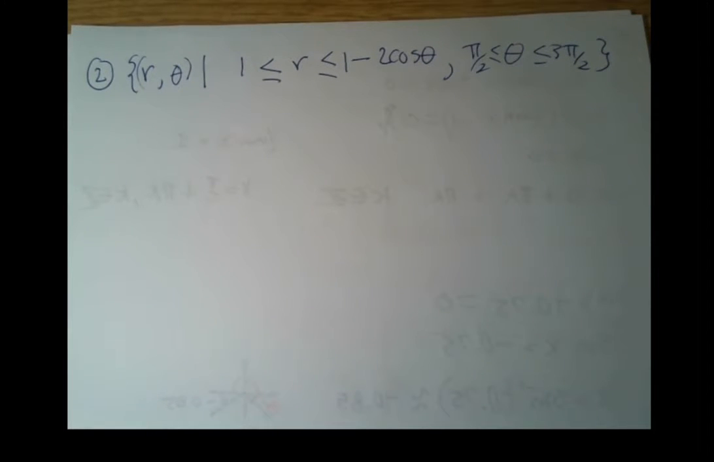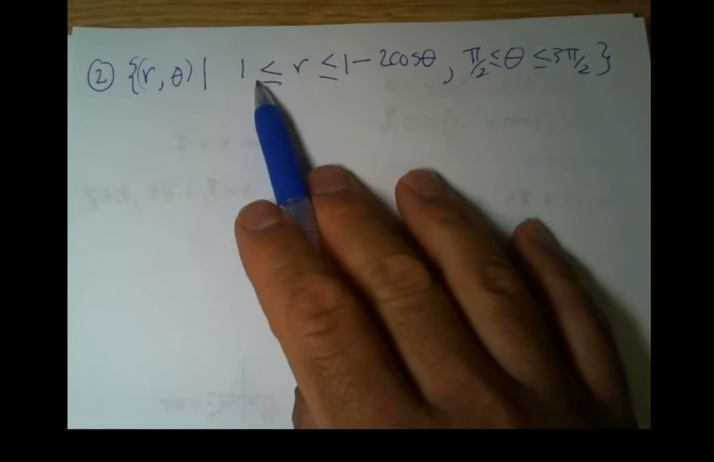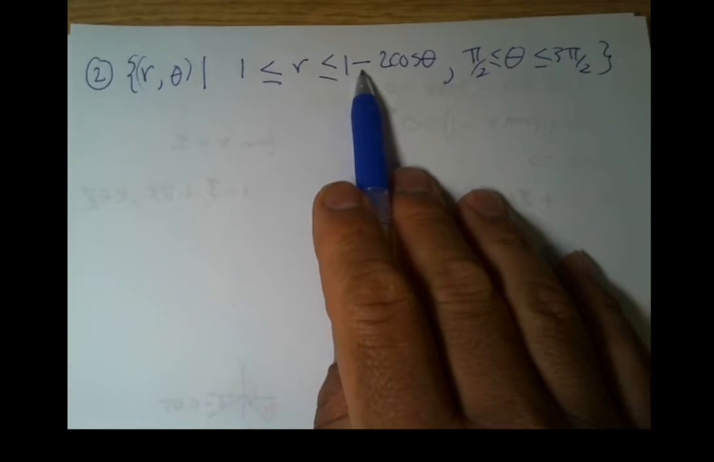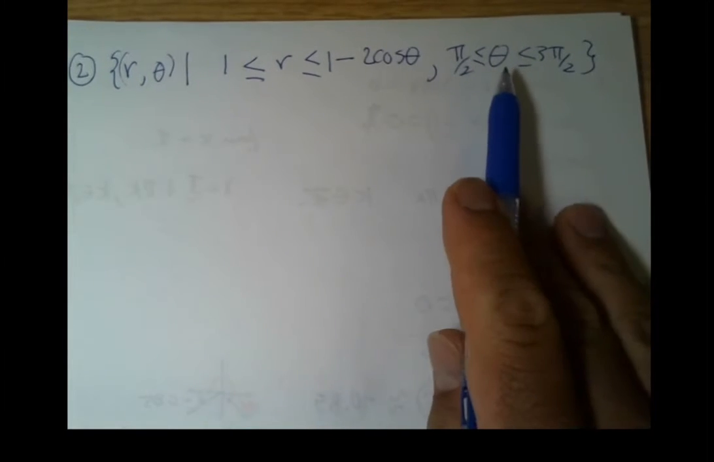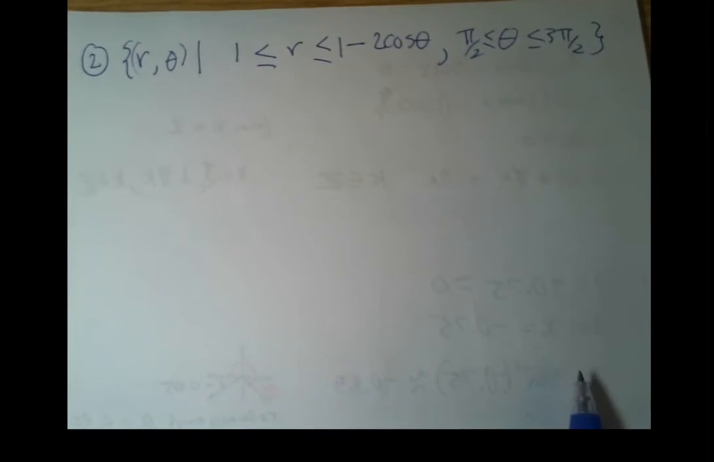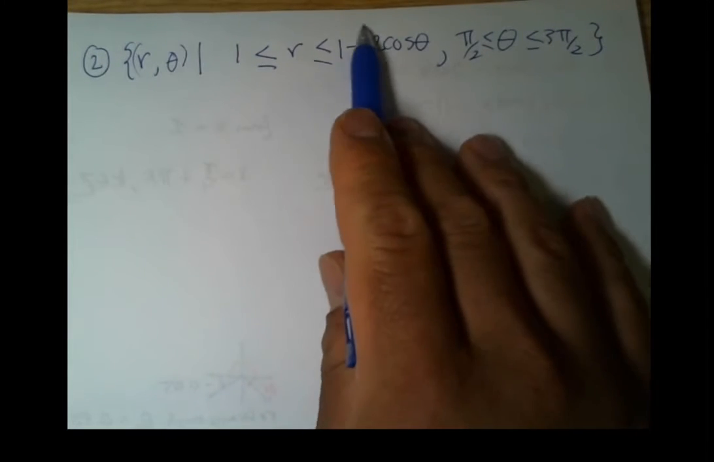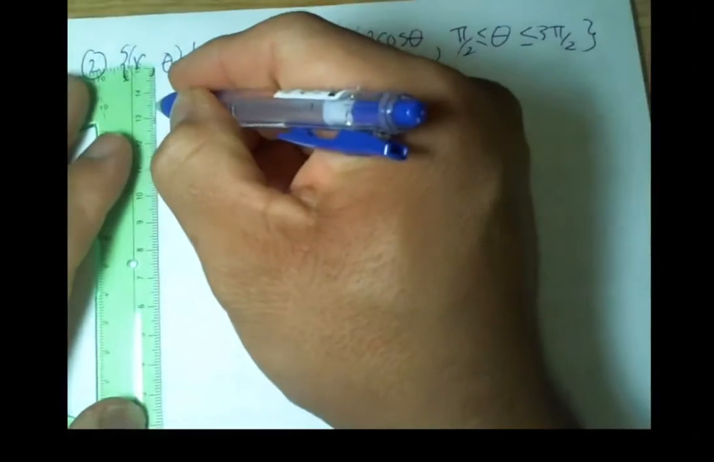Now the difference here is that these aren't constants, or at least one of them isn't. r is greater than or equal to 1, but less than or equal to 1 minus 2 cosine theta. And the angles run between pi over 2 and 3 pi over 2. So I want to get an idea of what this looks like. Before I put it in my polar graph, I'm going to look at the Cartesian coordinate graph of this.